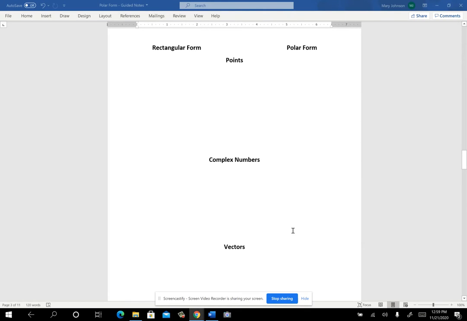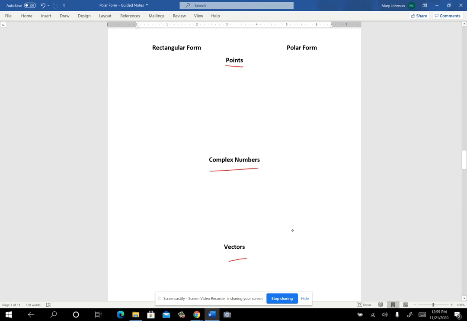All right. This page right here is really important for what we do after this, okay? So here we're looking at the rectangular and polar form, and we're going to look at representing complex numbers in both the rectangular and polar form and representing vectors that way, okay? So points, complex numbers, vectors.